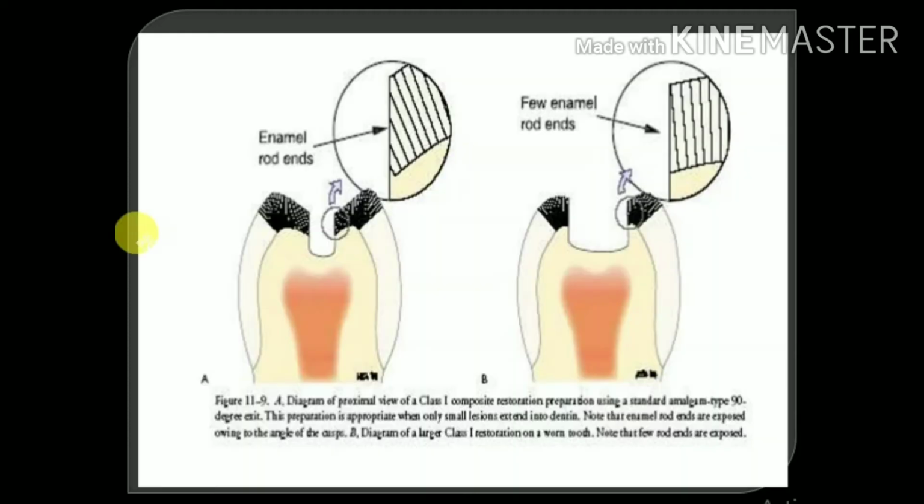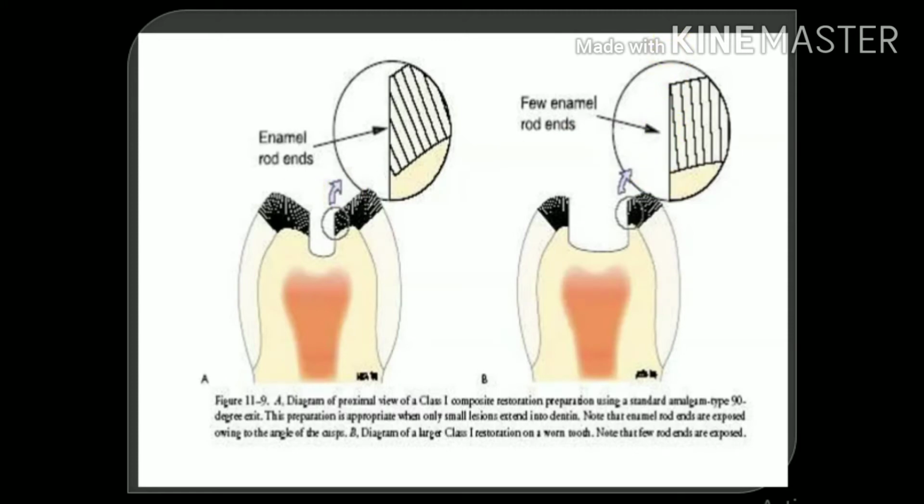More rapid loss of structure occurs on the facial and lingual surfaces of the anteriors. So we can make it out through the diagram. We can see the enamel rod ends pronounced. Now we have fewer enamel rod ends as the tooth is advancing.